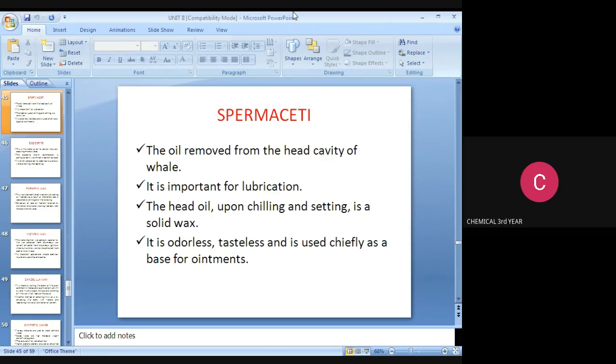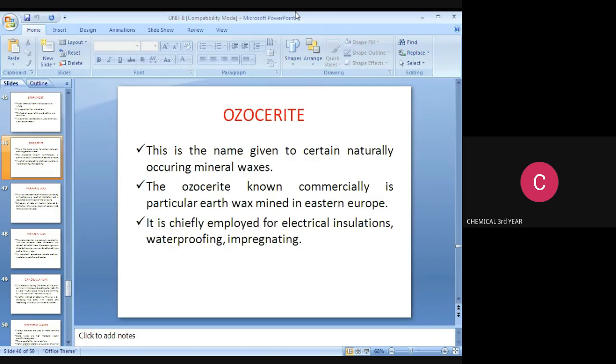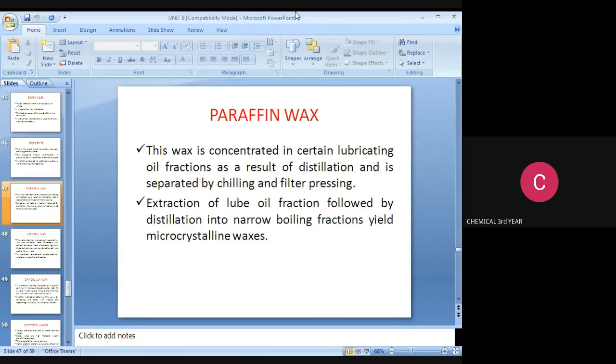This type of wax is used as a base for ointments. It is odorless, colorless, and cheap. Also, ozocerite is a naturally occurring mineral wax. It is used in electrical insulation, waterproofing, and impregnating. Paraffin wax is obtained from lubricating oil fractions by a chilling and filtering process.